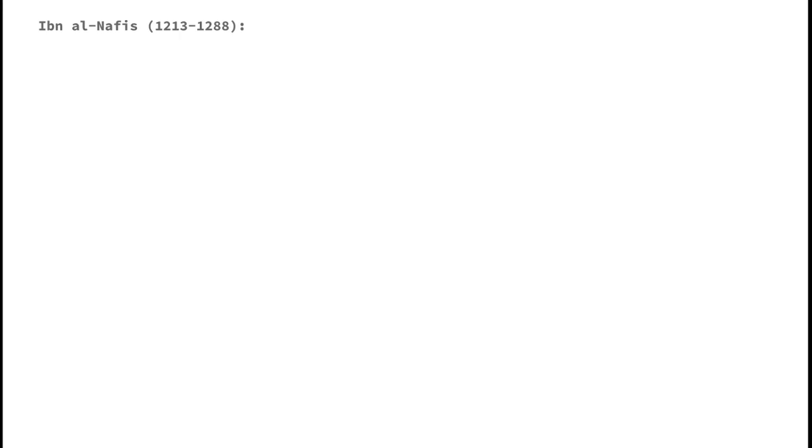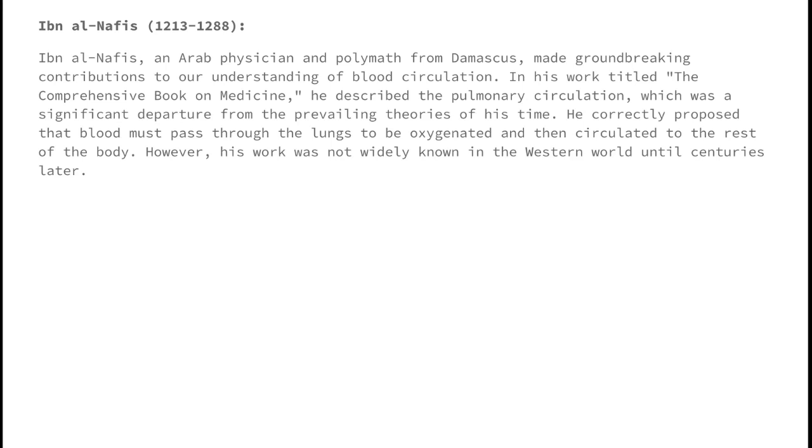Then comes Ibn al-Nafis, an Arab physician and polymath from Damascus, who made groundbreaking contributions to our understanding of blood circulation. In his work titled The Comprehensive Book on Medicine, he described the pulmonary circulation, which was a significant departure from the prevailing theories of his time. He correctly proposed that blood must pass through the lungs to be oxygenated and then circulated to the rest of the body. However, his work was not widely known in the Western world until centuries later.